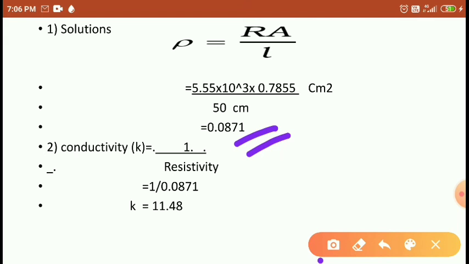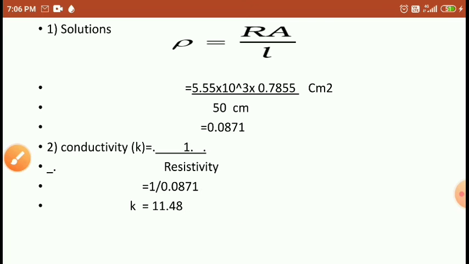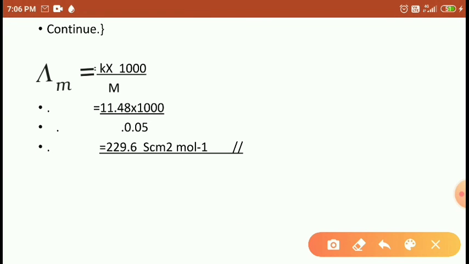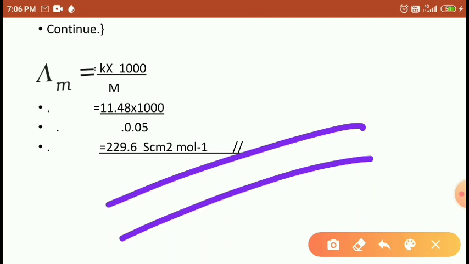With the help of resistivity, we calculate the conductivity also. Conductivity is equal to the inverse of resistivity. So put the resistivity value here, 1 by 0.07871, and you get the conductivity as 11.48. Right, students? Next, the molar conductivity lambda m is K into 1000 by M. The K value is 11.48, times 1000, and the concentration is 0.05. Then you get the answer 229.6 Siemens centimeter square per mole. This is the unit of molar conductivity.